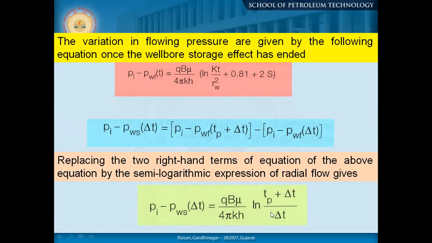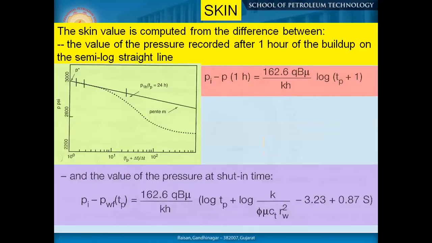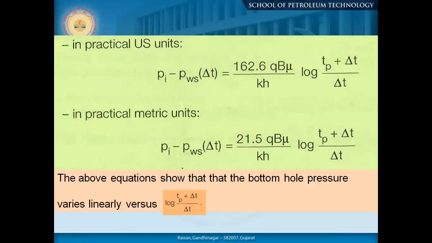So this is actually your Horner time. What we try to get is this graph. Okay, so you see here you have Horner time versus pressure. Horner time has two different important pieces of information: one is your TP, another is delta T. So we plot it and try to get a straight line in this plotting, to get the different parameters of the reservoir.